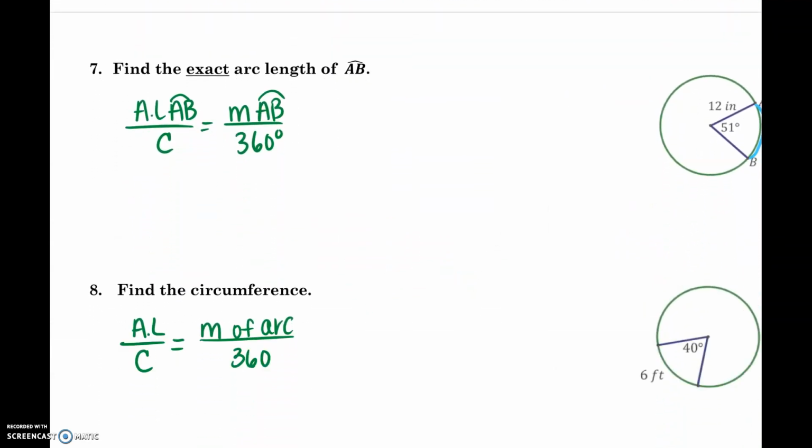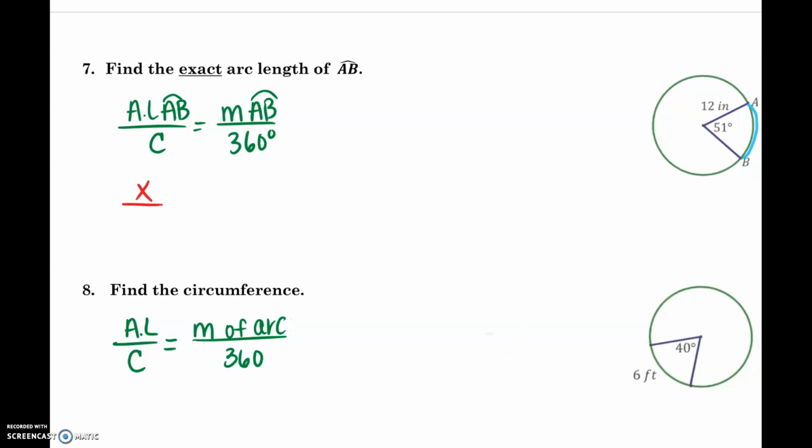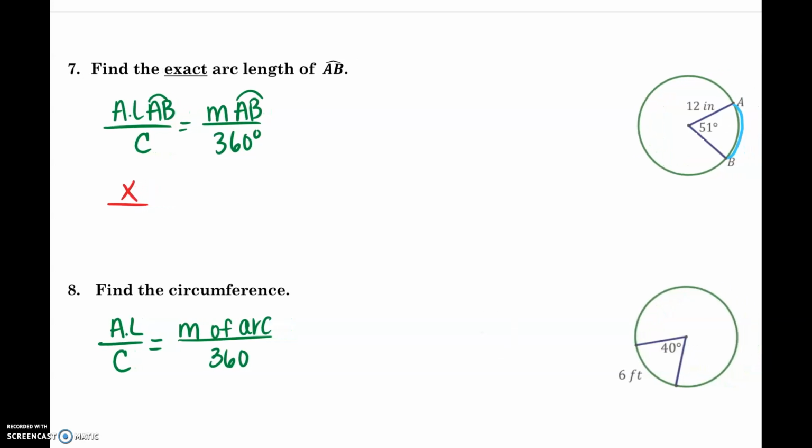Again, we're going to find the exact arc length. We're going to set up the same exact proportion that we have been setting up. So here we're solving for the arc length. I'm going to put x there. Next, we have to find our circumference. So our circumference is equal to 2 times pi times r, which is 2 times pi times 12, which is going to be 24 pi.